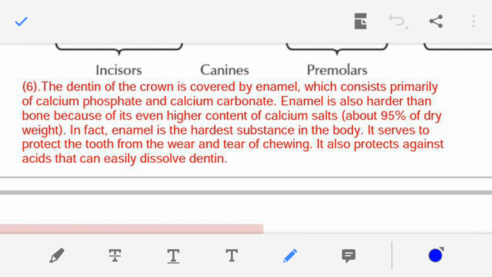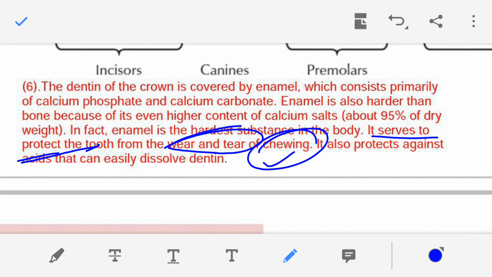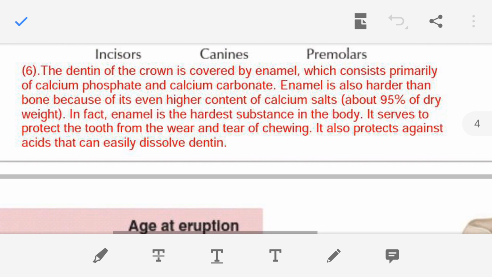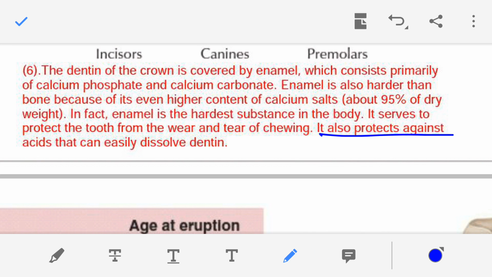Now the function of enamel: it serves as protection for our tooth when we are chewing food. From the wear and tear during chewing, the enamel is protecting our teeth. Then the enamel also provides us protection against acidic substances.